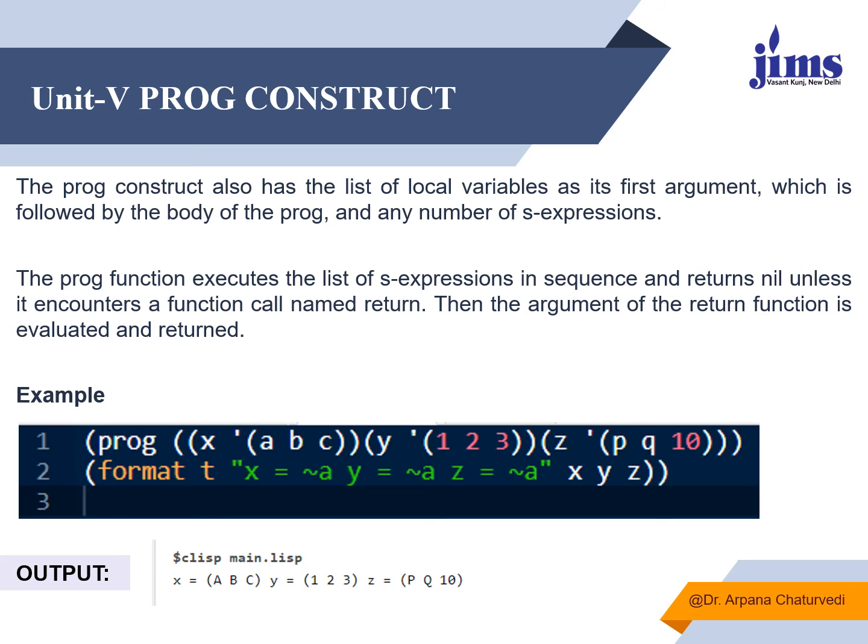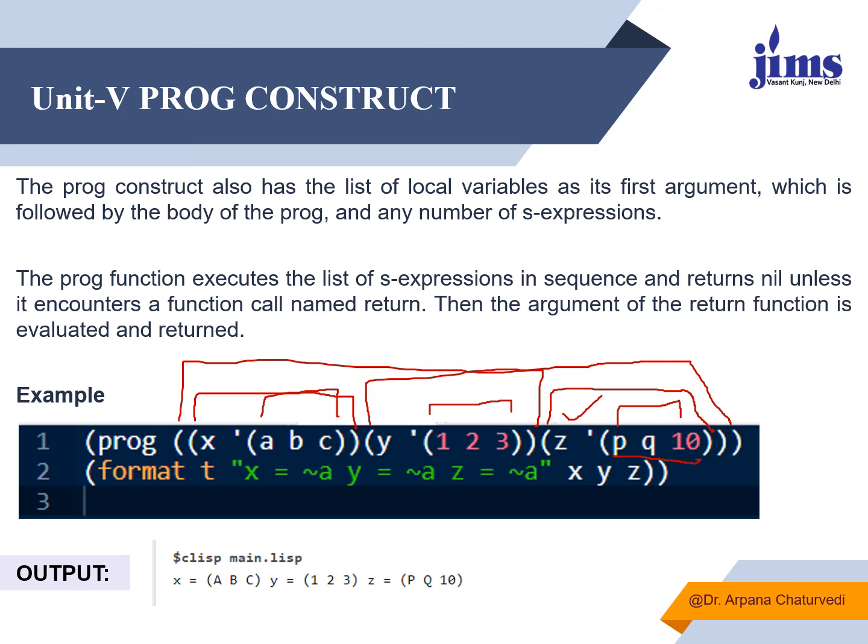Like over here, what we have done: to x, I have initialized this list ABC; to y, 1, 2, 3; to z, p, q, and 10. So these are the innermost brackets which are initializing the variable value to this z. So z is closed over here. Then similarly in case of y, within y there is a list, and similarly in case of x, within x there is a list. And this is the main bracket which we have closed over here. This mother parent bracket is still open.